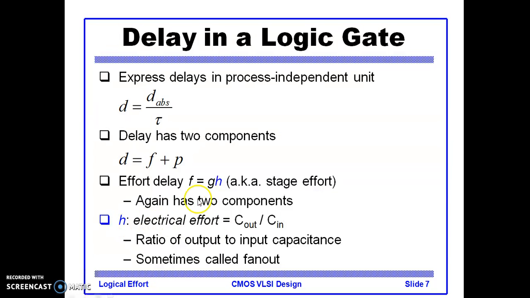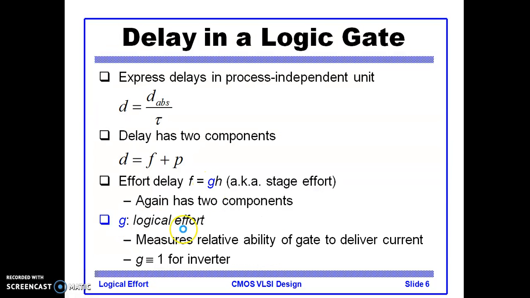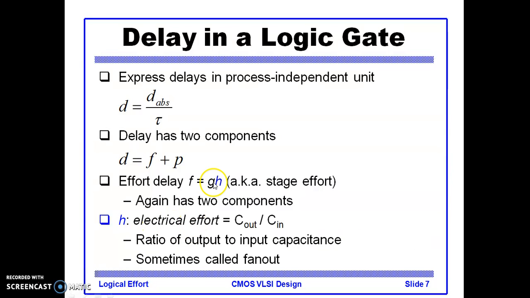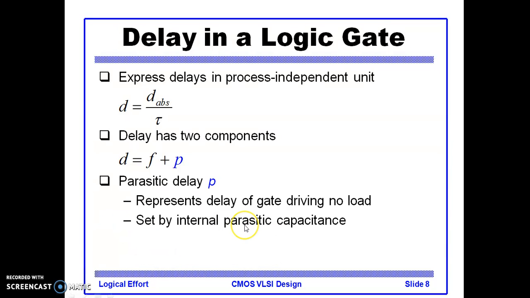So G is the logical effort, and H is the electrical effort. The logical effort multiplied by the electrical effort happens to be the stage effort or the effort delay. We shall have a look at what this P is.